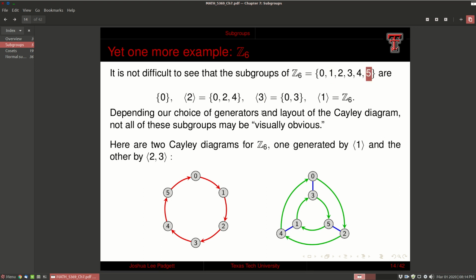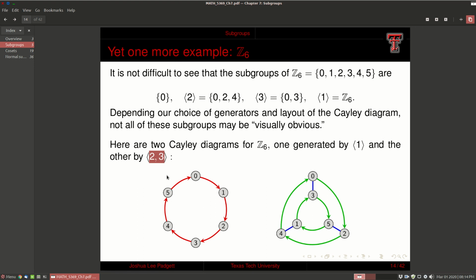Okay, so what can we do? Well, for instance, if I'm generating things with 2 and 3, if I add 2 and 3, I get 5. So I already have that guy. And then if I add 2 to 5, I get 7, which is 1 modulo 6. So now I have 1. So I can, in fact, generate the entire group just using 2 and 3.